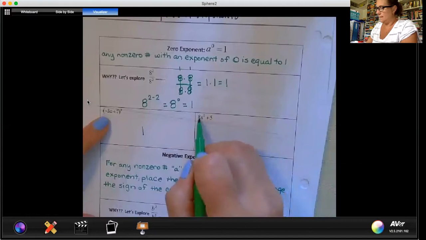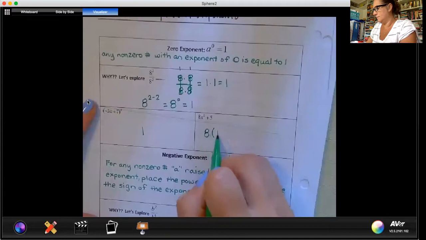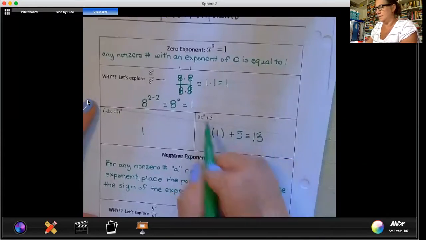So this is 8 times 1 plus 5, which is 13. X to the 0 is 1.